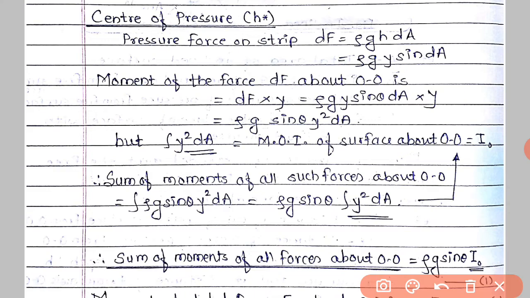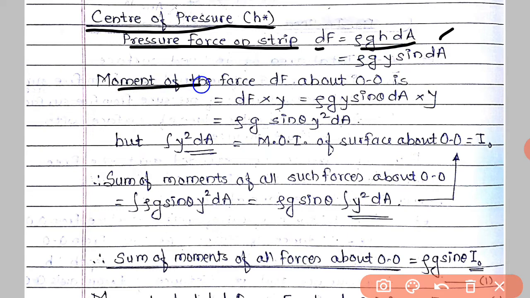So center of pressure h star, we have to calculate here center of pressure h star. For this, take pressure force on the strip will be dF. So this is dF equals rho g h dA. Now for calculating sum of moments of all such forces, we have to take integration on a single strip, or force on a single strip. So see here, pressure force on strip dF will be rho g h dA. So moment of the force dF about axis O dash O is dF into y.